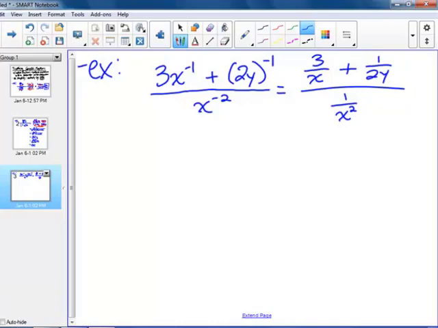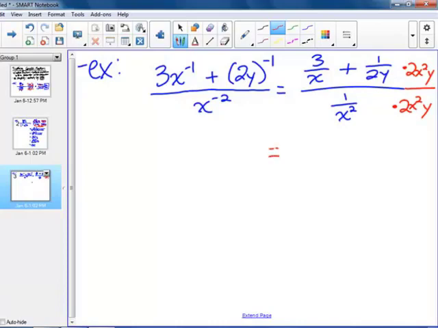Okay, so now I need to do my step of multiplying by my least common denominator over least common denominator, which in this case, if I'm looking in terms of my numbers, I'm going to need a 2. My x's, it looks like I'm going to need x squared, and then I've got a y. So if I multiply by 2x squared y, that'll drop out all of my denominators.